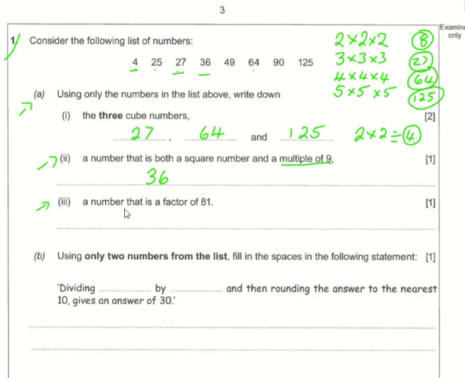Question 3. Find a number that's a factor of 81. Factors of a number are numbers that divide into another number exactly. For example, 4 is a factor of 12. Here we have the number 81. Let's look at my list to see what will go into 81 and leave no remainder. If we take the number 27 and multiply it by 3, the result is 81, so 27 is a factor of 81.